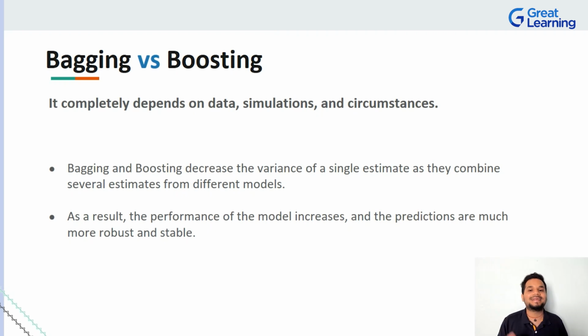It actually completely depends on the circumstances, on the data. It depends on the simulations as well. Because what happens is that bagging and boosting will decrease the variance of a single estimate, because they will take multiple estimates. They combine multiple estimates from multiple models, and there's a very good chance when you do that, 90% of the time your overall variance will dip. And of course, that's a good thing for us, right? So at the end, what happens? The model performance will go up. The model will be performing really well. It is more robust. It is more stable.